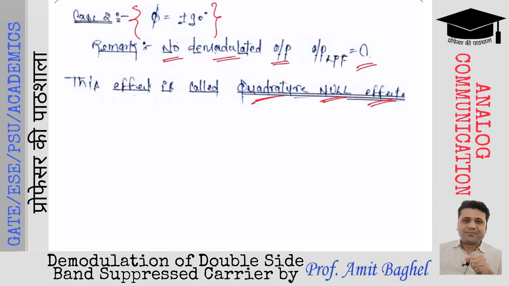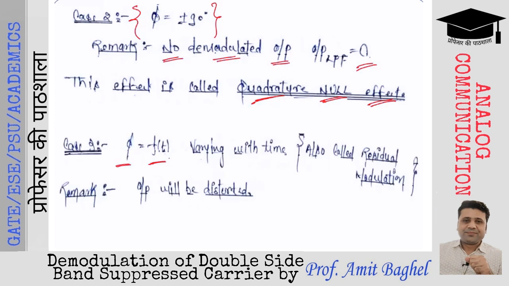If we go from 0 degree to 360 degree, 2 pi, and multiply it by one quarter, you are actually going to multiply 1/4. So this is 2 pi into 1/4, which is pi/2. Pi/2 means 90 degree, hence it is called the quadrature null effect. That means pi/2 is a quadrature phase which has a difference of pi/2 from the 0 degree. That is why this is basically called the quadrature null effect. Case 3, let us consider case 3 where the phase phi is a function of time f of t.